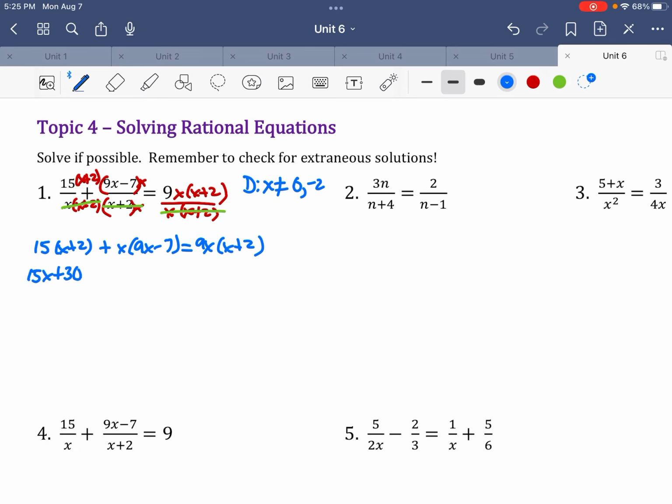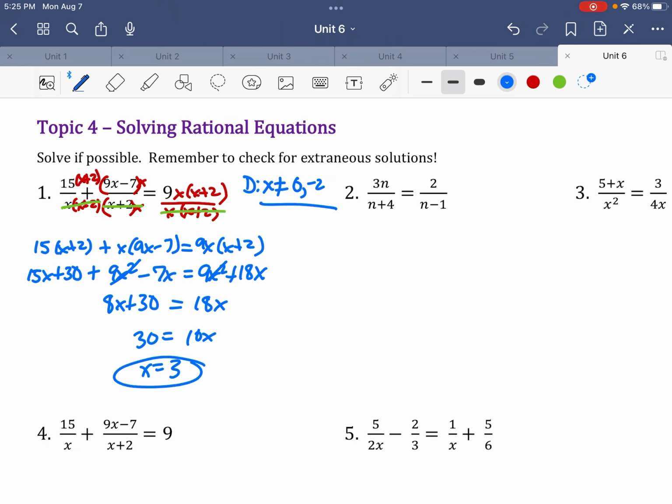I get 15x plus 30 plus 9x squared minus 7x equals 9x squared minus 18x. So you might be thinking, oh my gosh, look at this problem. But look what happens: these 9x squareds cancel. My problem just got a lot easier. 15x minus 7x, I get 8x plus 30 on this side, and on the right, I have 18x. Let's take away 8x from both sides. I get 10x equals 30. So x equals 3, and that is not one of the restricted values, so I'm going to keep it.